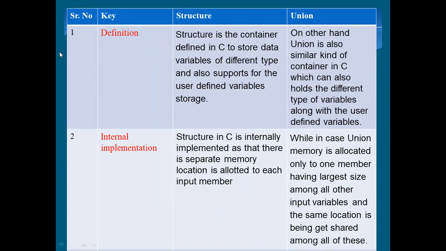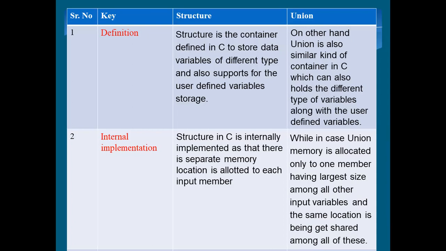So we'll see the structure definition. Structure is the container defined in C to store data variables of different types, and it also supports user-defined variable storage. On the other hand, union is also a similar kind of container in C, which can also hold different types of variables along with the user-defined variables.